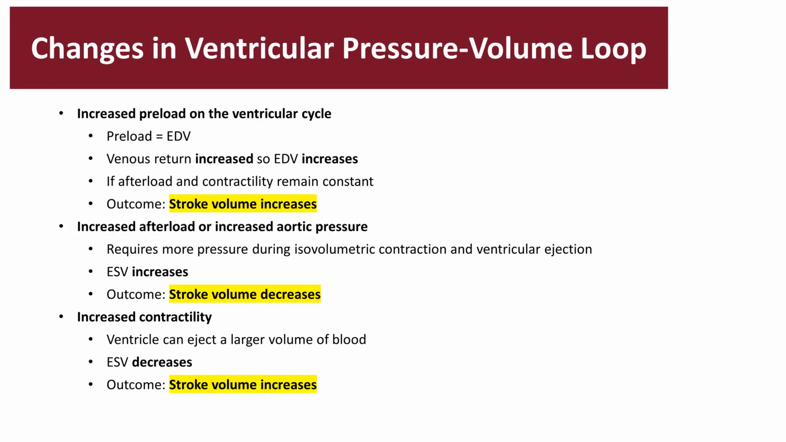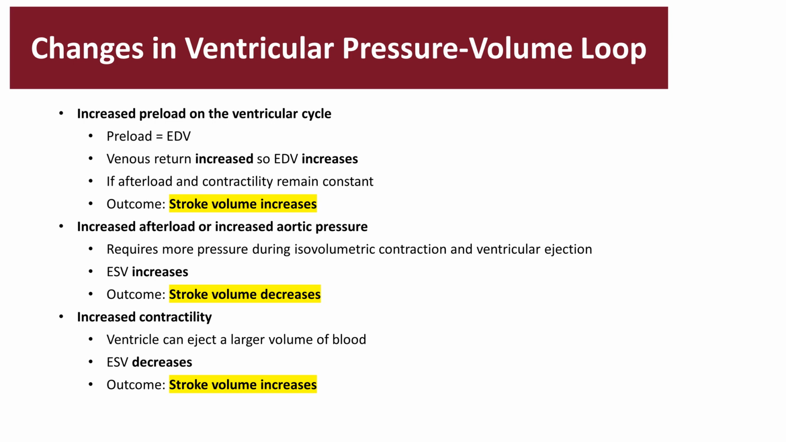So what are some changes in the ventricular pressure volume loop? What are some things that can affect this curve? First of all, when you increase the preload on the ventricular cycle, recall that preload is equal to EDV. When you increase the venous return, the EDV will also increase, right? More blood coming into the heart means you have more blood inside the heart. If afterload and contractility remain constant, that means the outcome will be the stroke volume will increase. So increasing preload increases stroke volume.